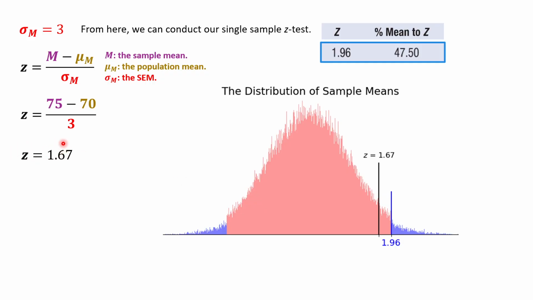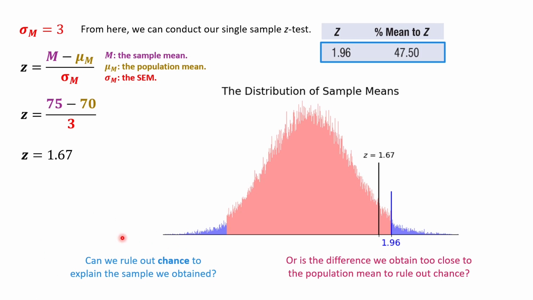Now that we have z of 1.67 over here, we know that it's less than 1.96. Therefore, can we rule out chance, or is it too close to the population mean to rule out chance? Yes, obviously, it's within the little red bits. It's within our criteria for retaining the null hypothesis. So therefore, there is no difference between PSYC1040 students and the remainder of the population.